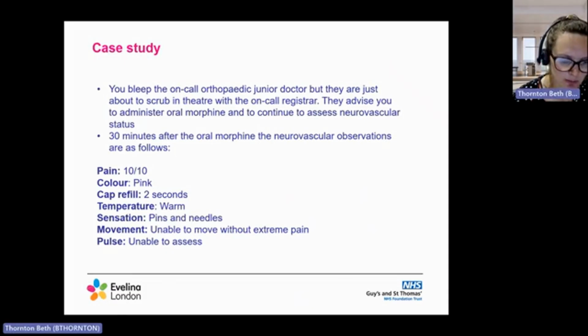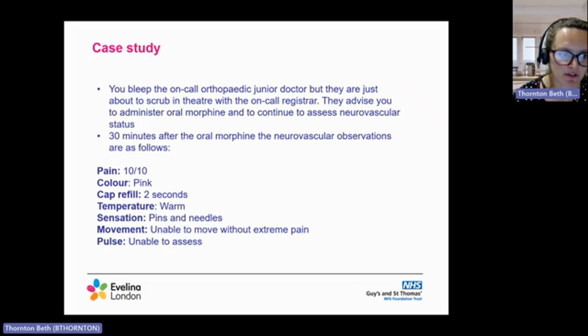He still is able to move, but it's with extreme pain. So he is very, very reluctant to do it. He will only twitch his fingers. He won't do full movement, which is what he was doing previously. And you are still unable to assess the pulse.